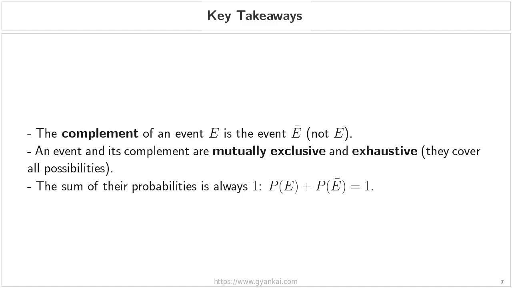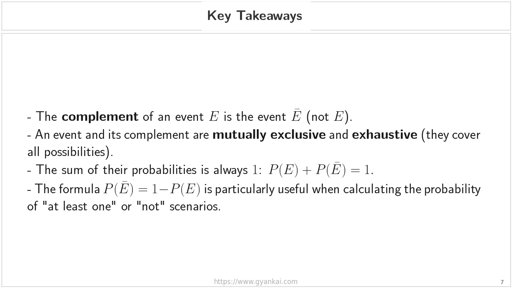Third, because they cover all possibilities, the sum of the probability of event E and the probability of E bar must always equal 1. Mathematically, we express this as the probability of E plus the probability of E bar equals 1. Finally, keep this practical tip in mind. The formula where the probability of E bar equals 1 minus the probability of E is an incredibly powerful tool. You will find it especially useful when you encounter probability problems that ask for at least one or scenarios involving not something happening. It can often save you a lot of complex calculations.